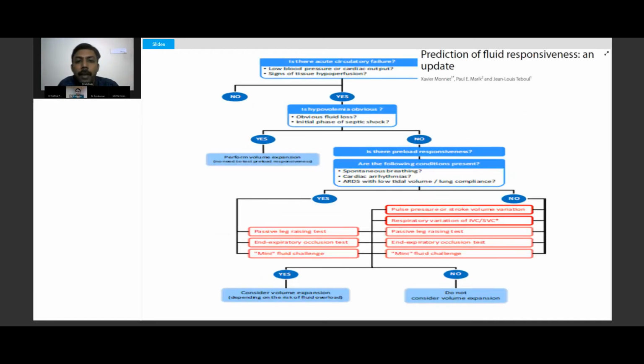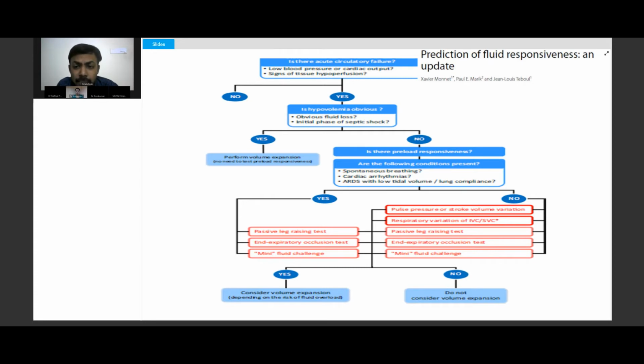Coming to fluid responsiveness, when there is a clear-cut acute circulatory failure, with low blood pressure and cardiac output, and signs of tissue hypoperfusion are obvious, you can very well give a fluid bolus. But if not, when you don't know whether the fluid loss is significant or not, when the patient is not in the initial phase of septic shock, we need to consider a fluid responsiveness test, a preload responsiveness test, which is different in spontaneously breathing and ventilated patients. I'm not going to go into details. But after that, if it is positive, you can consider volume expansion based on the risk of fluid overload. But if they don't respond to the preload responsiveness test, you don't give fluids to them.